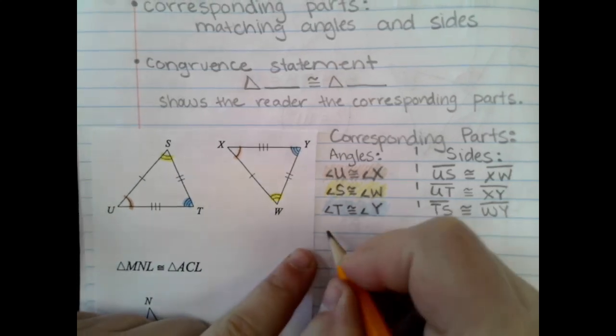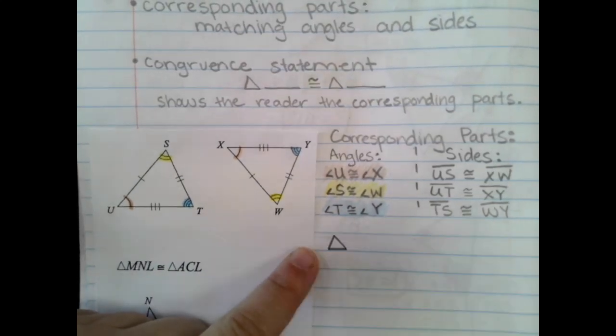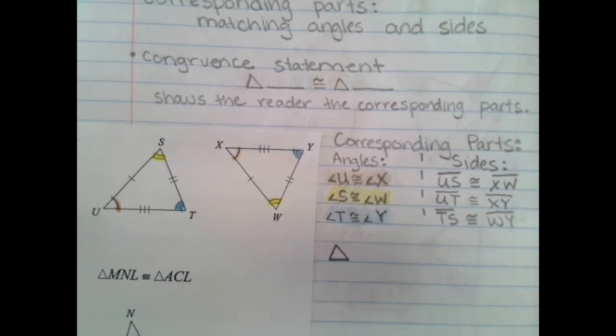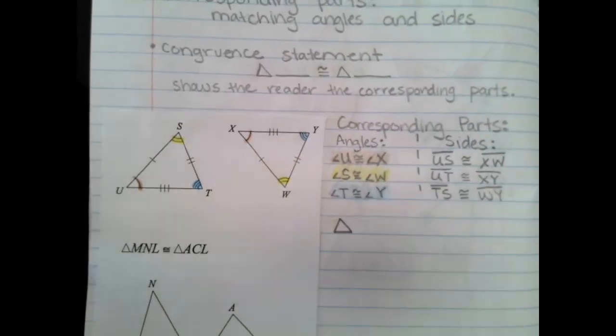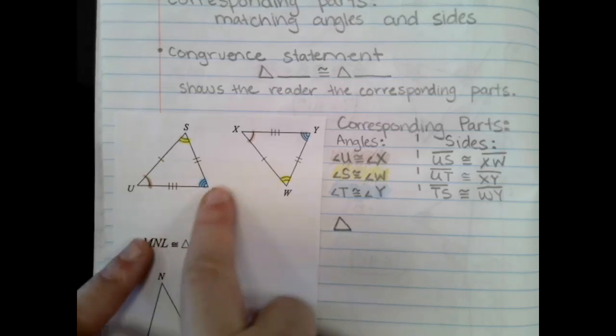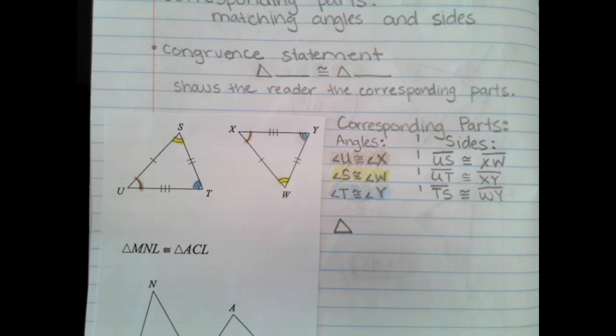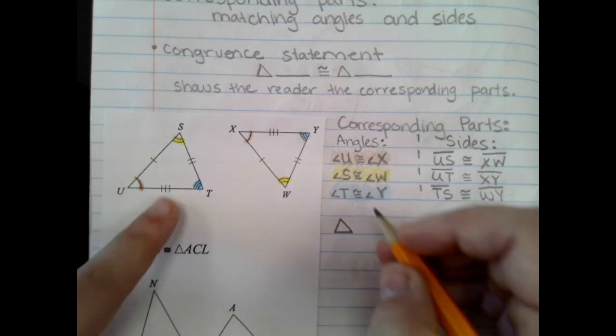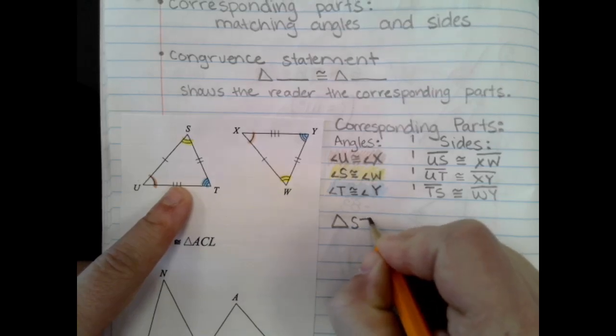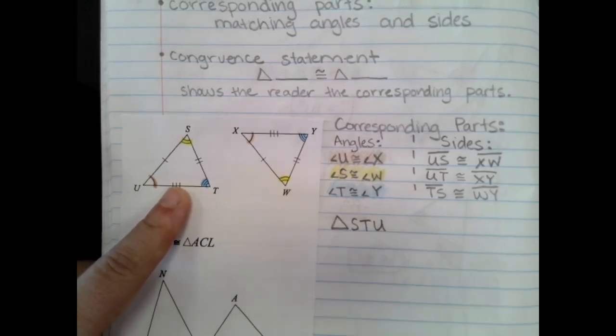All right, so for our statement, we're going to say triangle. And the first triangle, it doesn't matter the order. We just need to name all three angles of the first triangle. So we could go in alphabetical order, STU. We could go in the order we just did here, UST. We could do TSU. What do you guys think? Keep it alphabetical, STU? Sure. Okay, so triangle STU.